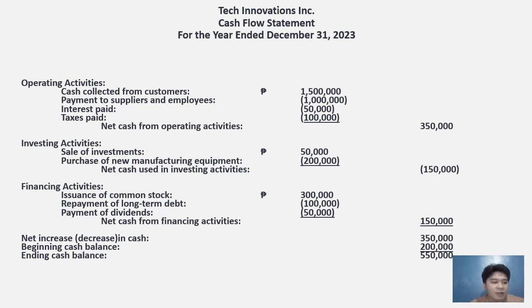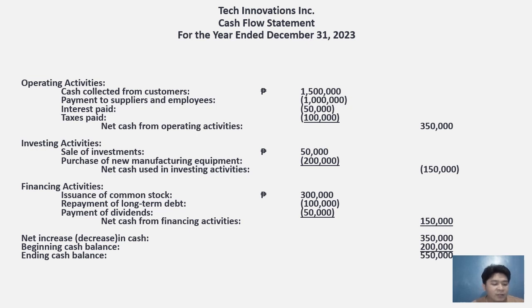When it comes to investing activities, the company spent 200,000 pesos on buying new manufacturing equipment. This represents a cash outflow for the company because it is spending money to acquire an asset. The company received 50,000 pesos from selling some of its investments. This is a cash inflow since the company receives money from the sale of an asset, in this case, the investment. The net cash used in investing activities is negative 150,000 pesos, indicating a cash outflow for investment.